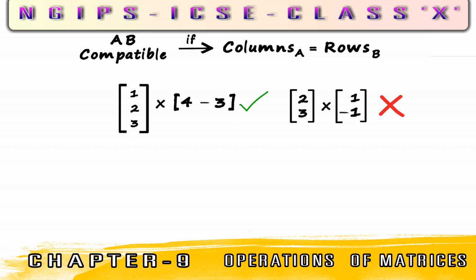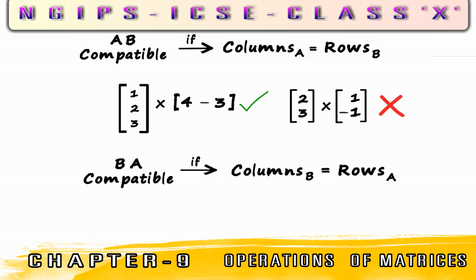Assuming A and B are matrices, BA is compatible... Easy, it will be compatible if the number of columns in B is equal to the number of rows in A. It's the same rule: the number of columns in the first matrix should be equal to the number of rows in the second matrix. Is this multiplication possible?